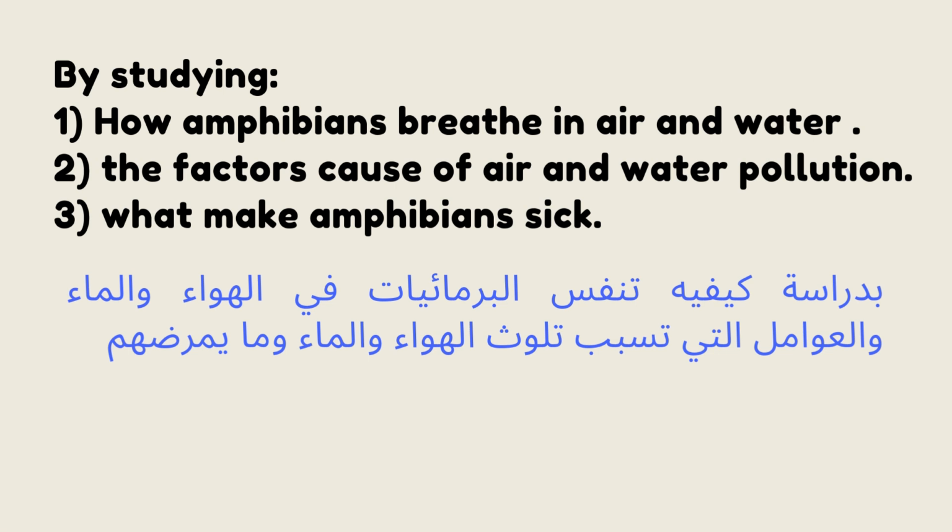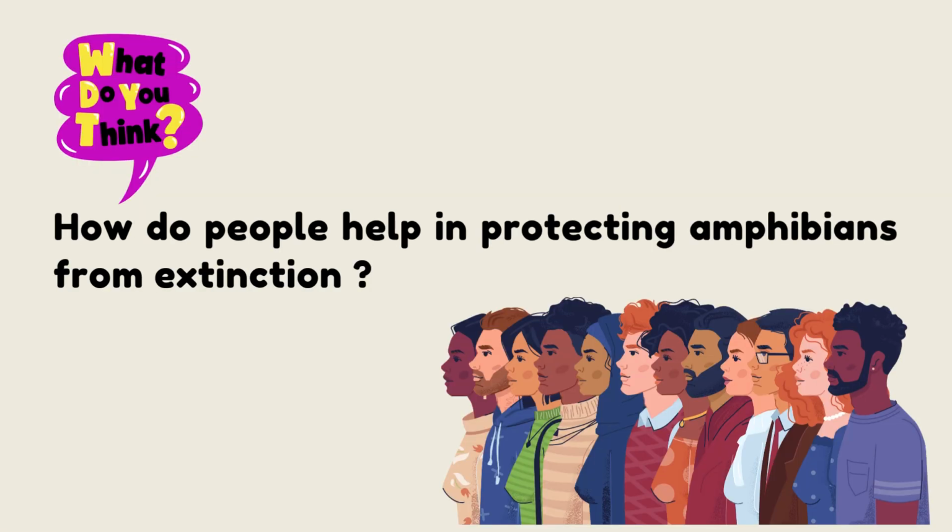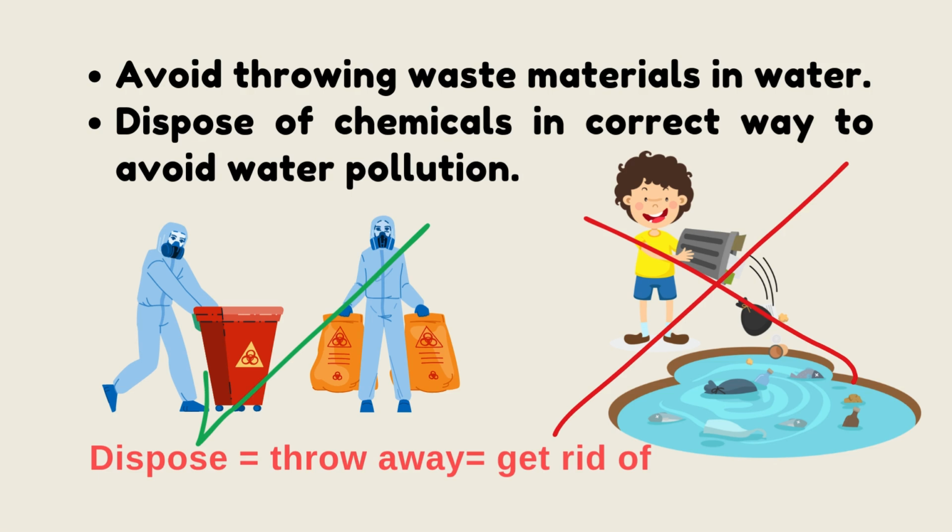So here, how do people help in protecting amphibians from extinction? This is the role of the people: to avoid throwing waste material in water, so as not to cause water pollution, and to dispose of chemicals in the correct way, to avoid water pollution also. Dispose means to get rid of, as in to throw away the chemicals in the correct way, not in the water, causing water pollution. So those are the roles of the people to protect amphibians from extinction.